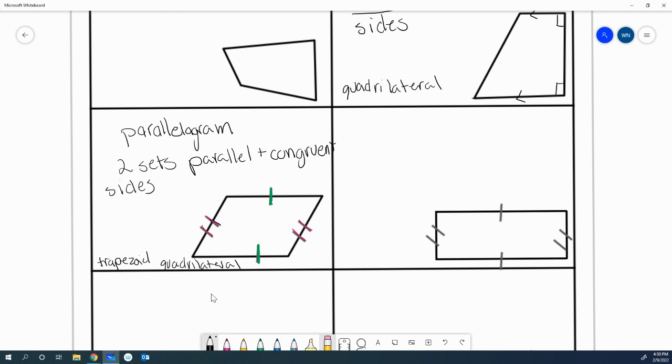Let's get a little more specific. If you haven't noticed yet, each one of those is getting more and more specific. So let's jump into the next one. As you can see with this next one, these lines are parallel and congruent, and these lines are parallel and congruent. So we have two sets of parallel and congruent sides.